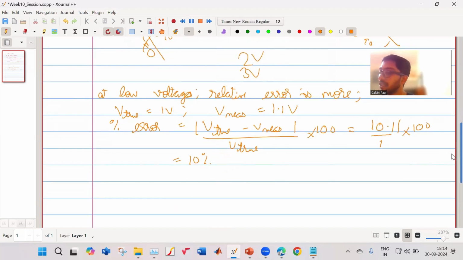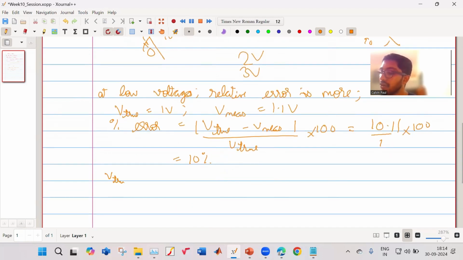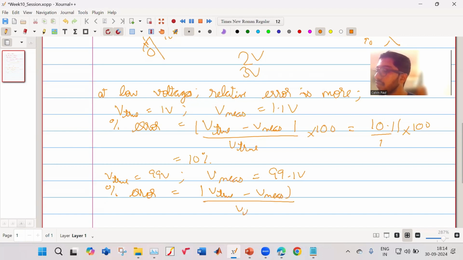But if my V true was 99 volt, and the measured voltage is 99.1 volt, we may think it is the same amount of error. But the percentage error in this case is V true minus V measure upon V true into 100.